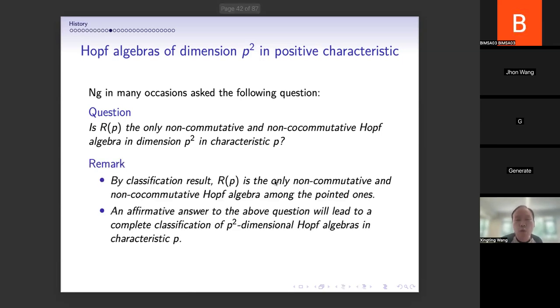And then some quick comments on how this would actually complete the classification story. First, we know all the pointed ones, right? As I said, we classified them. Comparing our notes, we can see R_p is the only non-commutative, non-cocommutative one among the pointed ones. So that's true for the pointed ones. And also, if that question is solved, then we classify all the p squared dimensional Hopf algebras, because if you are commutative and cocommutative, it has to be pointed or dual pointed.